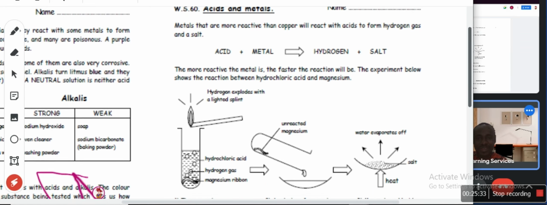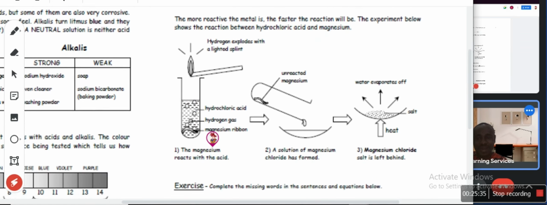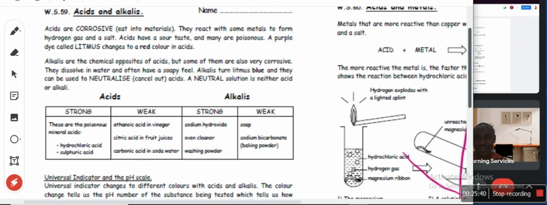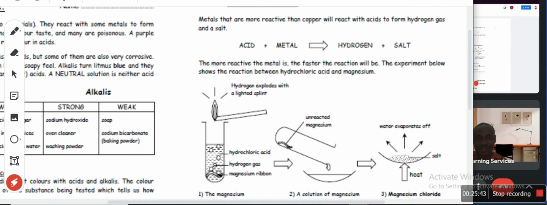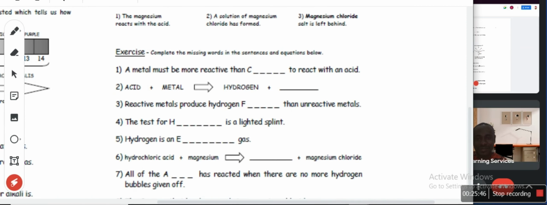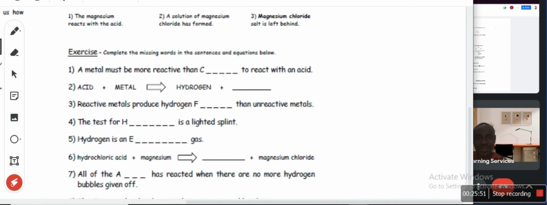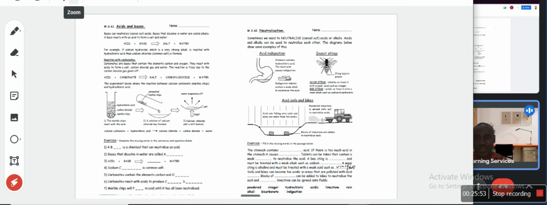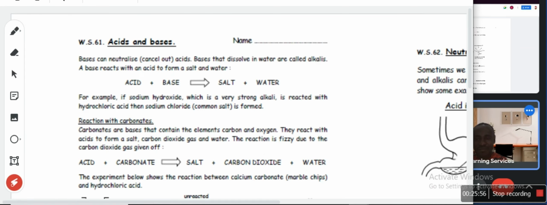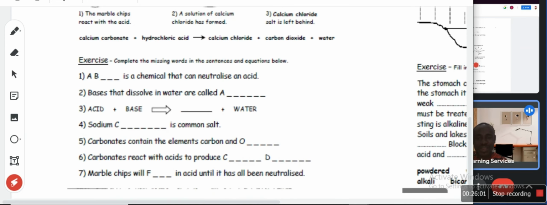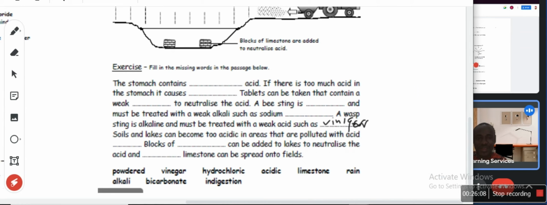There are some things you can read, study about them, and then just have a look for further practice work. I think there's one on the next page. I will talk to you very quickly about stomach acid. Please go to the next page. Let me say this one very quickly. Go to the next page.